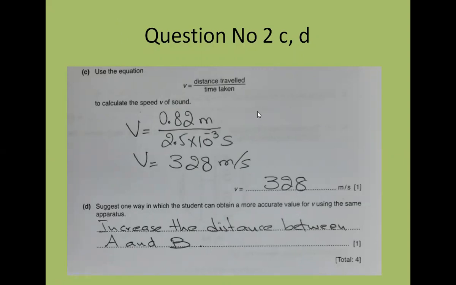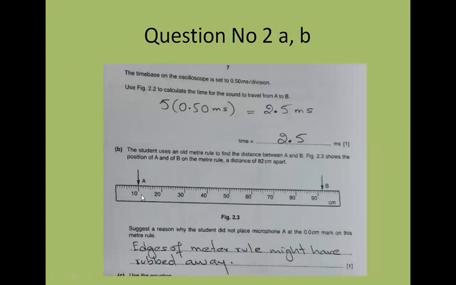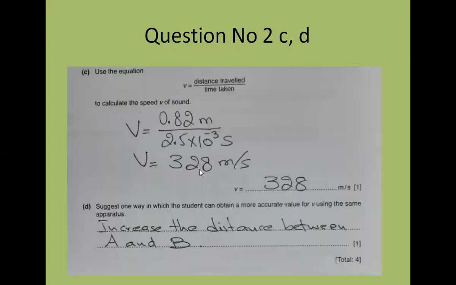And if you wonder how I know that, from 92 minus 10 centimeter, you got 82 centimeter. And then if you convert the 82 centimeter into meters, it will be 0.82 meter. And the time taken is 2.5 milliseconds, and 2.5 milliseconds mean 2.5 x 10 to the minus 3 seconds. So on your calculator, enter 0.82 divided 2.5 x 10 to the minus 3 equals to, and that will give you 328 meter per second, 328 meter per second.